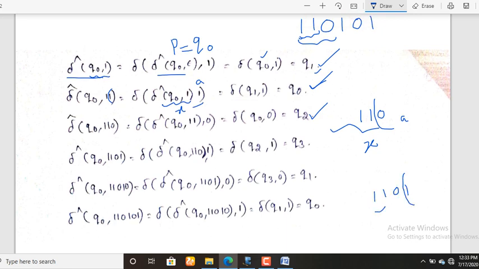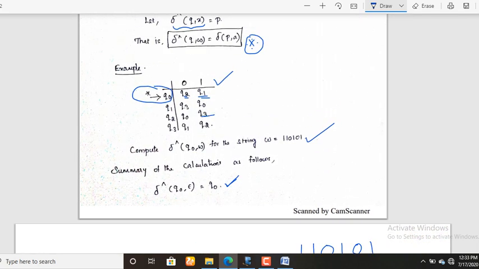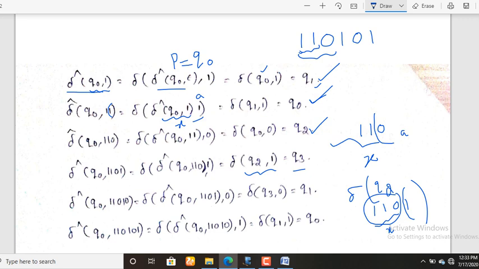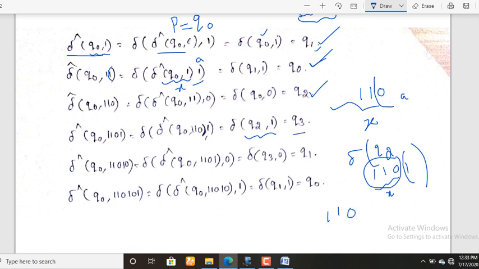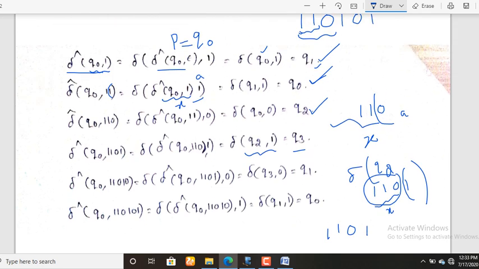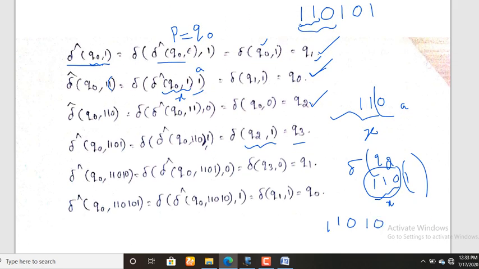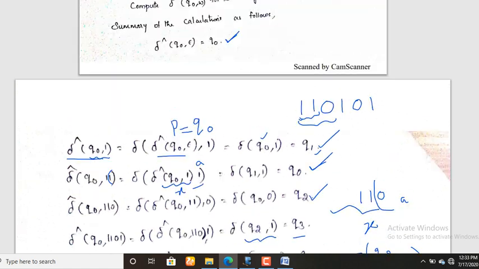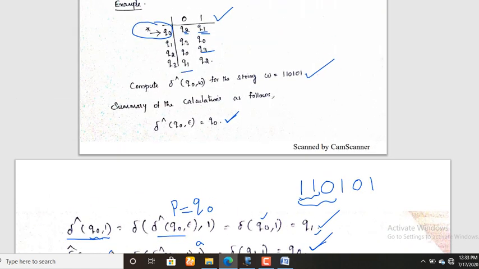Can you divide it into the a part and the x part? You have already solved this part, and the answer is q2. So delta of q2 comma 1, from the table, is q3. Next, the last part, 11010. How can you split it into 1101 and 0? This is the a part, and we have already solved the rest. What's the answer here? q3. Delta of q3 comma 0 is q1.